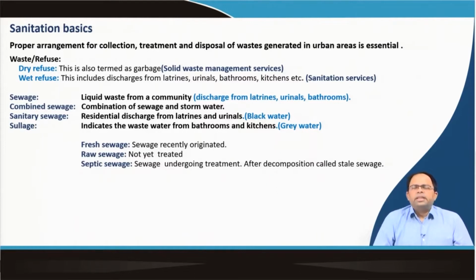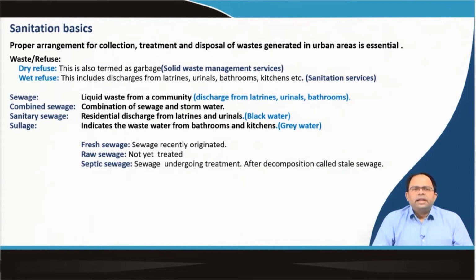Now, before we go into details of sanitation, the sewerage network design and everything else, we need to understand some basic definitions. For example, the term sewage. Sewage refers to the liquid waste that is generated from a community. It is basically primarily the discharge from latrines, urinals, bathrooms, maybe stormwater from your roof, stormwater from your gardens. All this could be part of the sewage. And in addition to that, we have stormwater which falls on the different parts of the urban area.